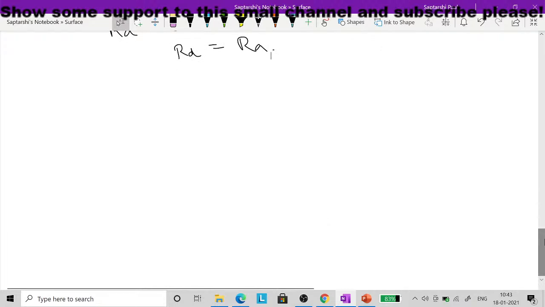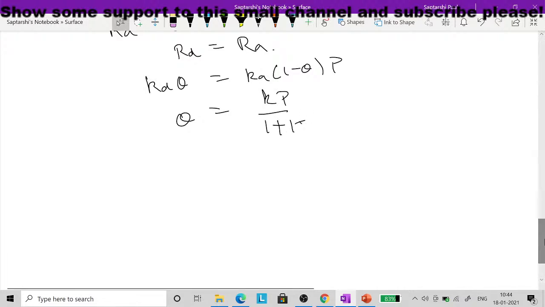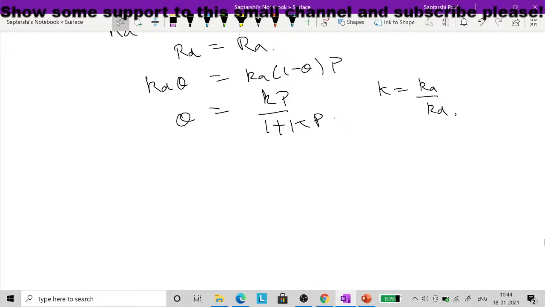So what happens over here is that we just equate both sides. Kd theta is equal to Ka (1 minus theta) P, and we finally get the theta value as KP by 1 plus KP. So this is the main relation where K is equal to Ka by Kd. This is the main formula for adsorption and desorption.